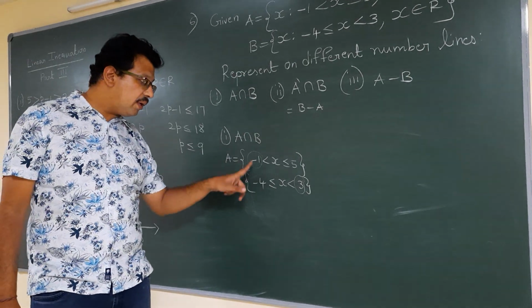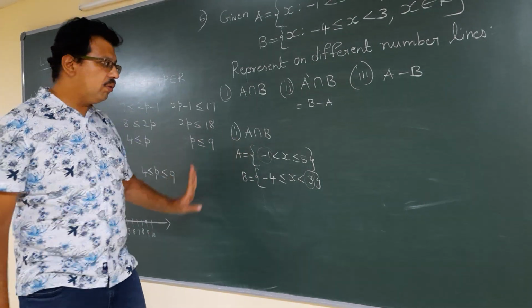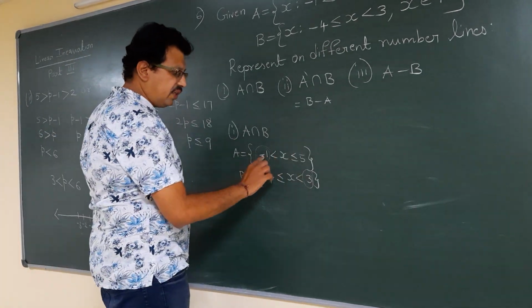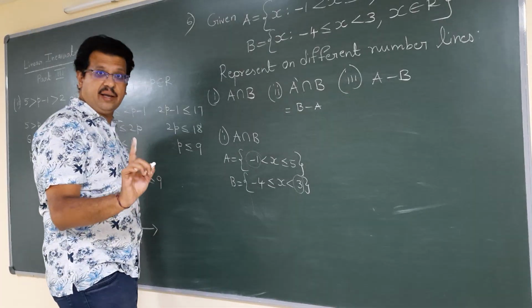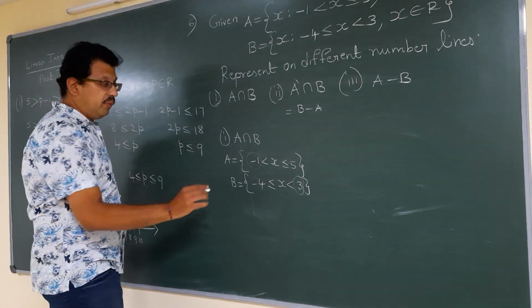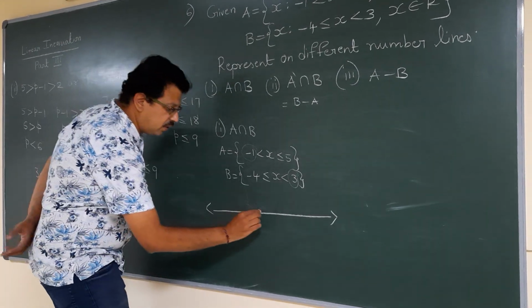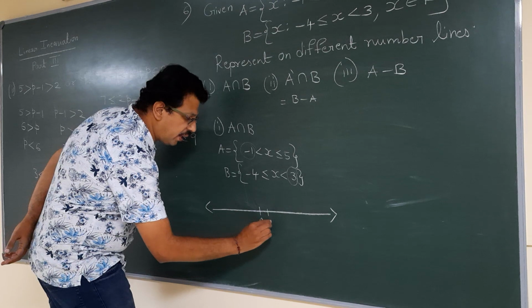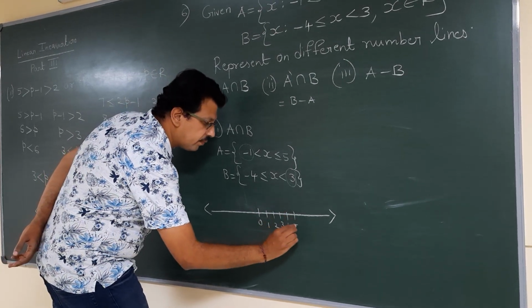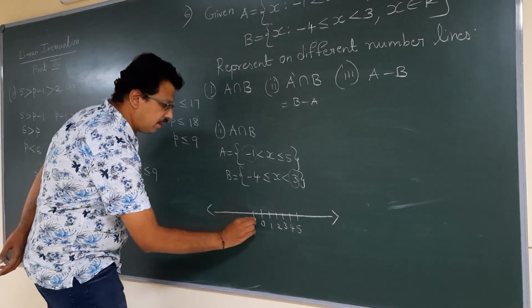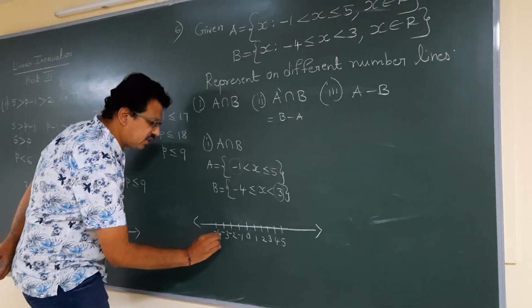What is common? Minus 1 is included in B. To make it easy, you can just write minus 1 is there, but actually less than x means it's not included. So children, you have to be very clear when you write the number line. I will show you the number line now: 0, 1, 2, 3, 4, 5, and minus 1, minus 2, minus 3, minus 4.